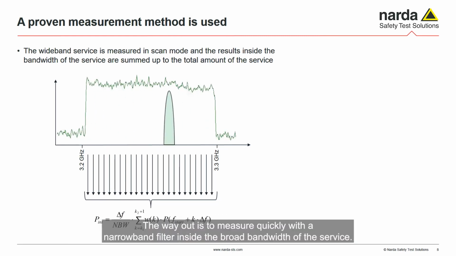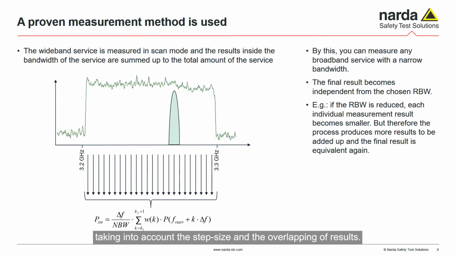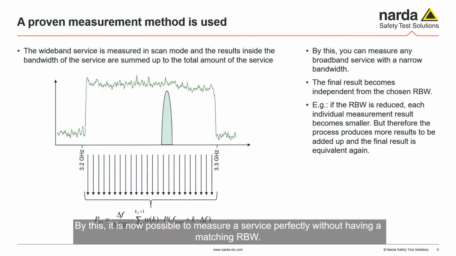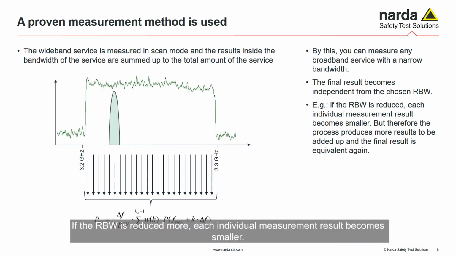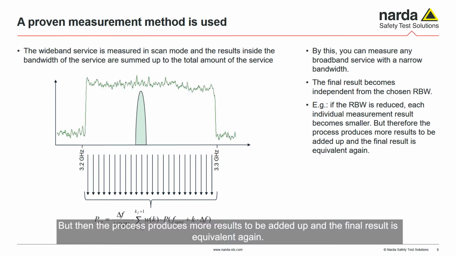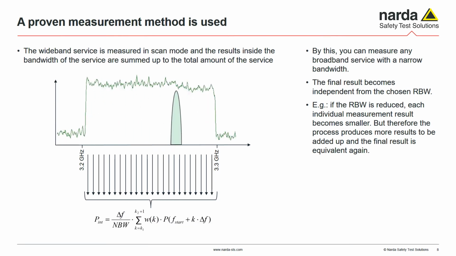The way out is to measure quickly with a narrowband filter inside the broad bandwidth of the service. All results obtained inside the interval are summed up, taking into account the step size and the overlapping of results. By this, it is now possible to measure a service perfectly without having a matching RBW. Even better, the result becomes independent from the chosen RBW. If the resolution bandwidth is reduced more, each individual measurement result becomes smaller, but then the process produces more results to be added up and the final result is equivalent again. Ingeniously simple and very efficient.